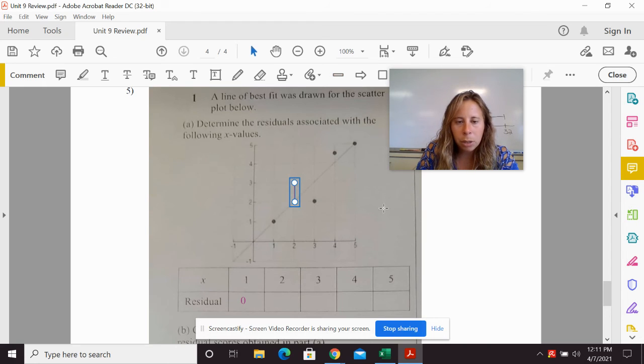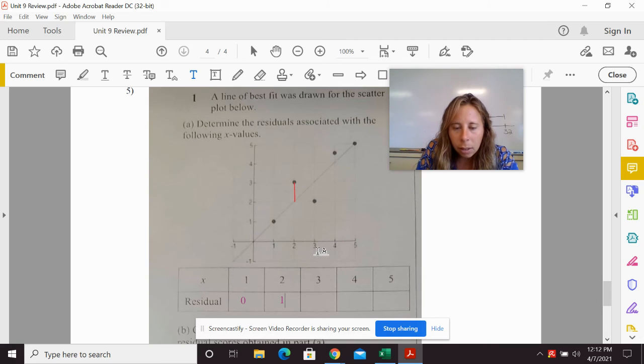So what would be the residual? What is the length of that? From 2 to 3. That's 1. So that is 1 away from the line. And it's above the line, so it's positive 1.